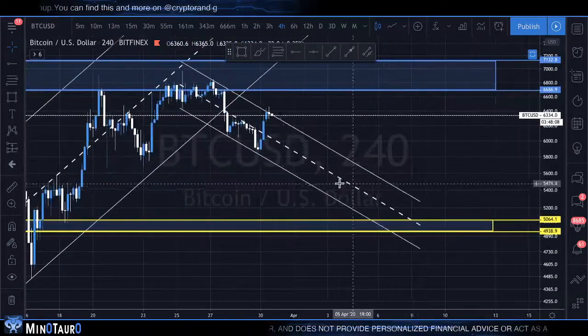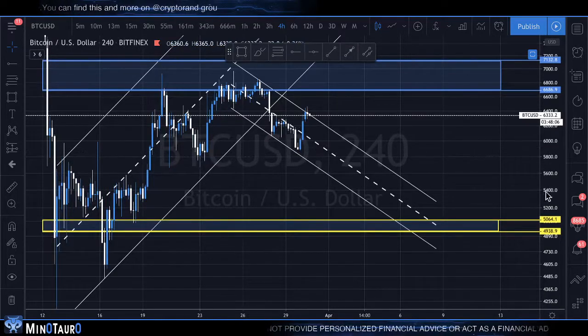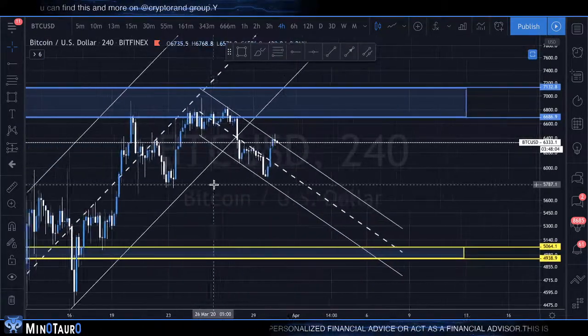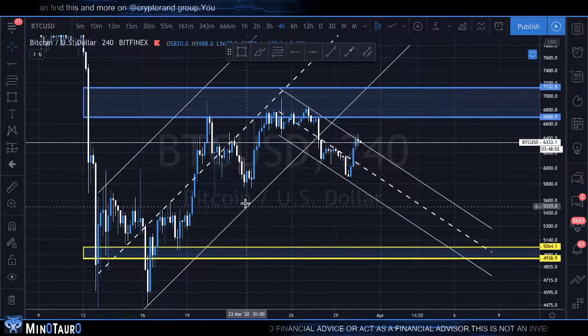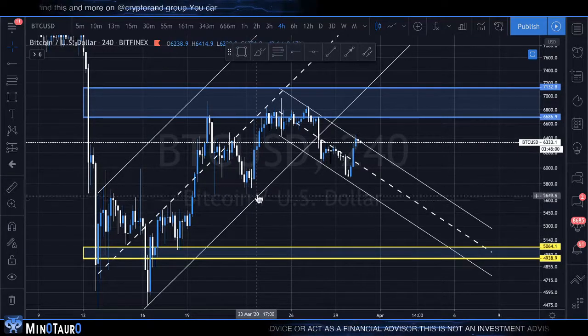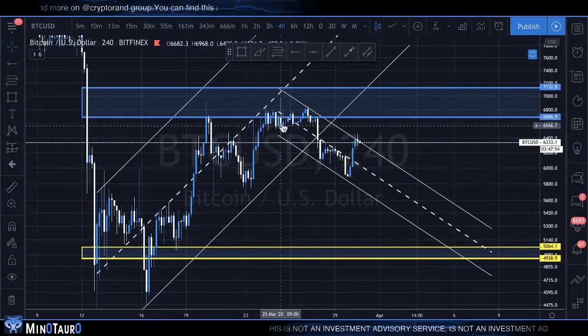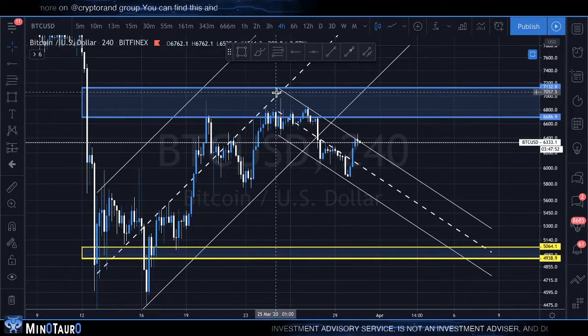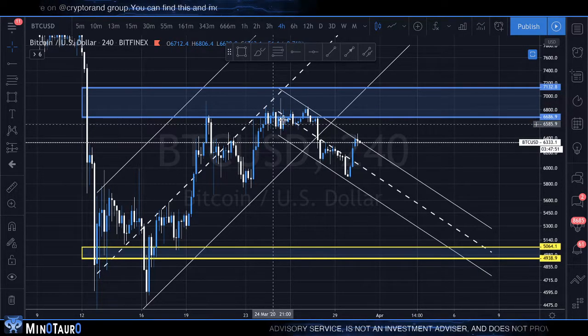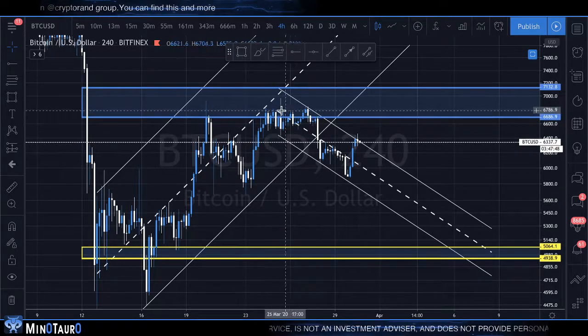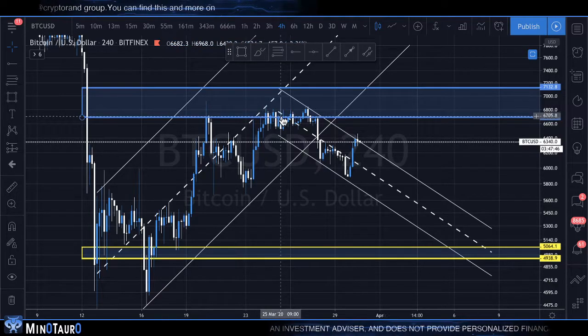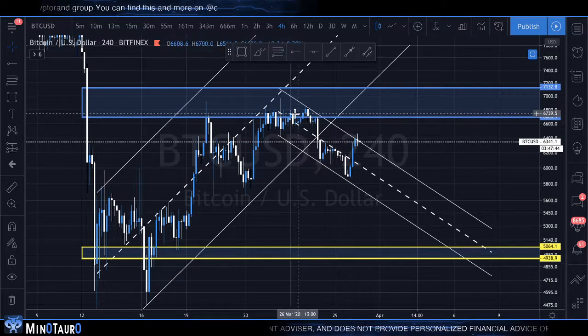Okay, so what happened here? We had the retest of the border, this one here, even if it's not really touched. Bull divergence pumped us back to the 161 zone with some kind of multiple rejects. You can see.